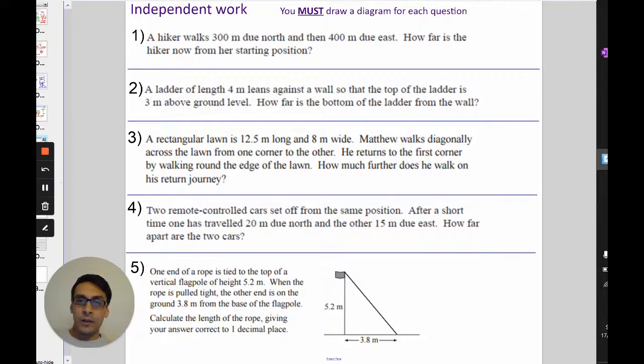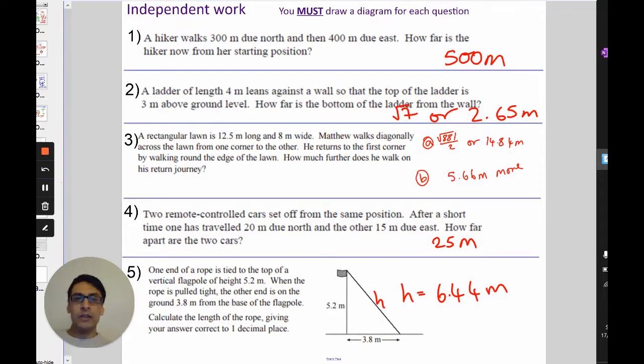Okay, so you should have finished all 5 questions. If you haven't, just pause, keep pausing it. I'm going to show you the answers now, just to mark your work. So here are the answers. If you're not sure about any of these, just leave a comment on the Google Classroom and I can go through it. But I expect to see your working out of how you got these answers. Okay, next part.